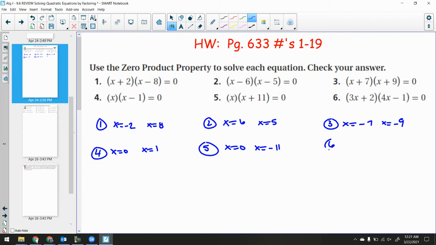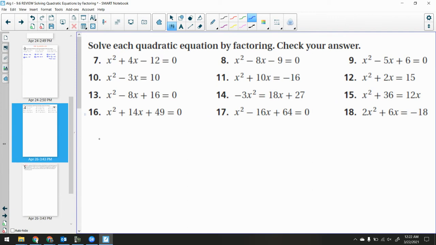Number 5, you're going to have x is equal to 0 or x is equal to negative 11. And number 6, the hardest one on this set, you're going to have x is equal to negative 2/3 or negative 0.6 repeating, or x is equal to 1/4 or 0.25. I don't really care if you give me a decimal value or a fraction. It doesn't really matter.